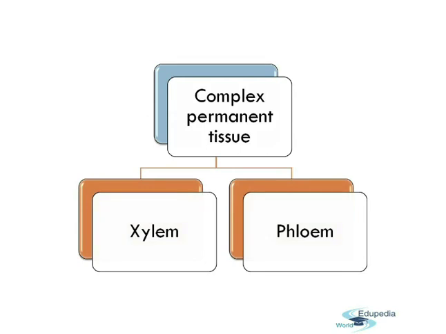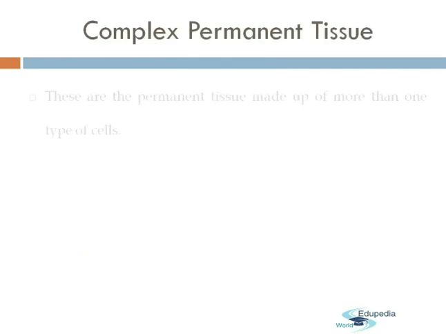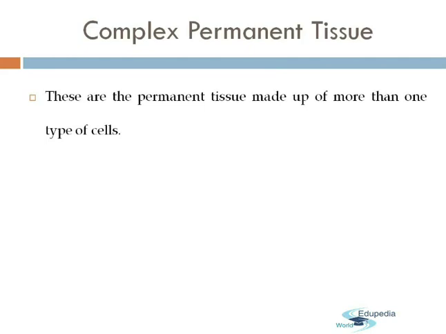Now, another type of permanent tissues are the complex permanent tissues. The complex permanent tissues are of two types, the xylem and the phloem. Both these permanent tissues are related to the transport of water and food. Xylem is basically related to the transport of water. Phloem is related to the transport of food.